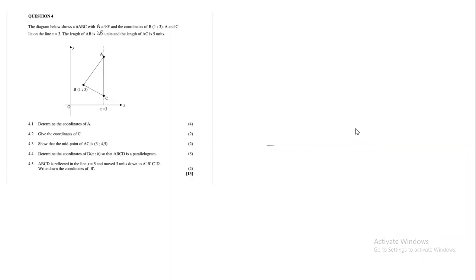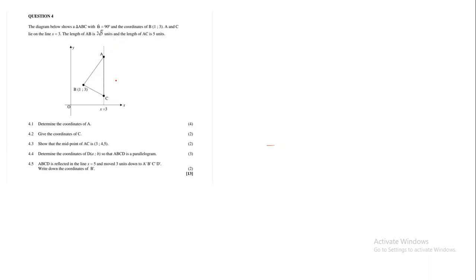All right, so question number 4. The diagram below shows triangle ABC with angle B equal to 90 degrees. The coordinates of B are (1; 3), and A and C lie on the line x = 3. The length of AB is 2√5 units and the length of AC is 5 units. Everything is provided there. So now 4.1, it says to us, okay, before we can go to the questions, let us talk about this.